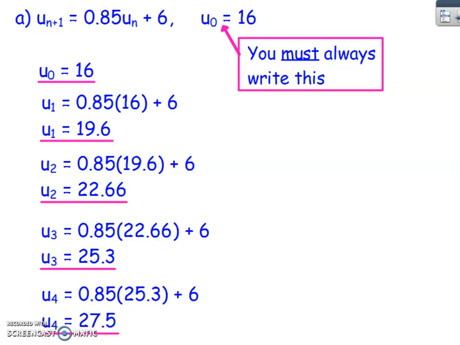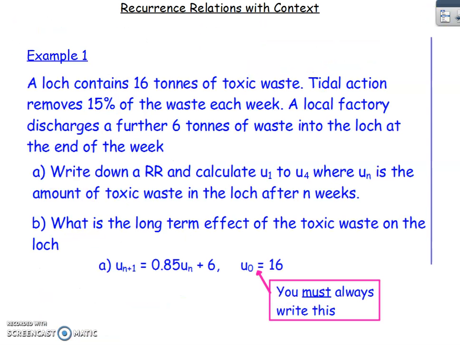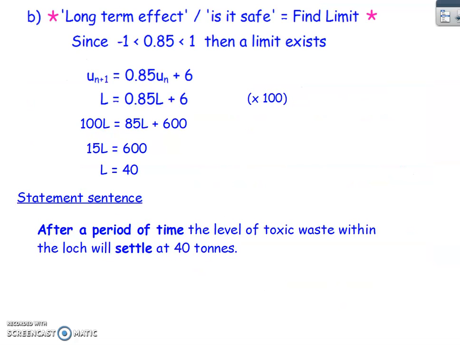We're then going to look at part B, which was talking about the long-term effect. So if we look at the question, it says, what is the long-term effect of the toxic waste on the loch? If you see the phrase long-term effect, you should be thinking to find the limit. You'll either see long-term effect or is it safe after a period of time. So either of those phrases indicates you're finding a limit. Can we find the limit? Well, yes, we can, since -1 is less than 0.85 is less than 1. It's within that range of -1 to 1. So because it's 0.85, we know a limit exists.